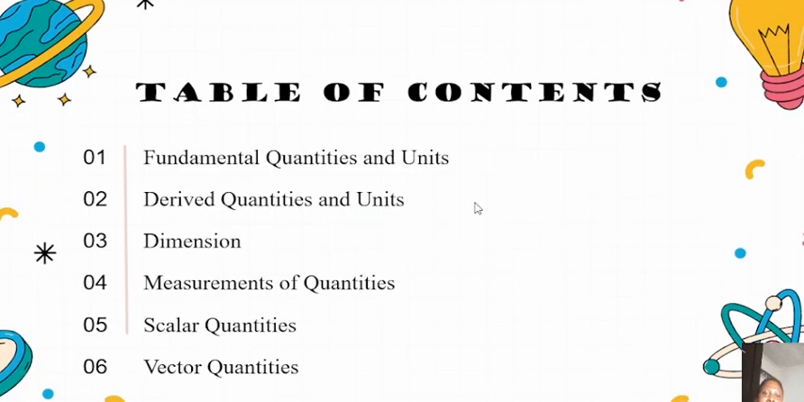So today, this is our table of contents. We're going to understand what fundamental quantities and units mean, derived quantities and units. We're going to derive a lot. We're going to understand the basics. We are going to understand how fundamental quantities are used to get the derived quantities. We're going to go into dimension, and we're going to look at how most of the quantities we have, like time and mass, are measured. We're going to go into scalar quantities and vector quantities.